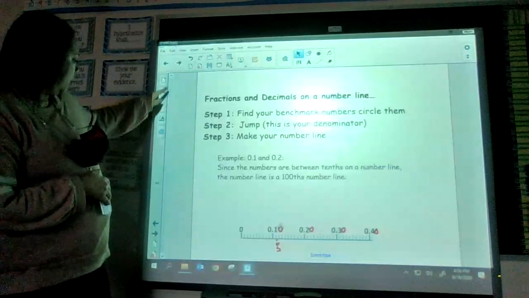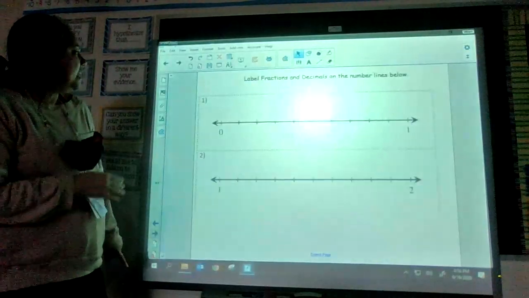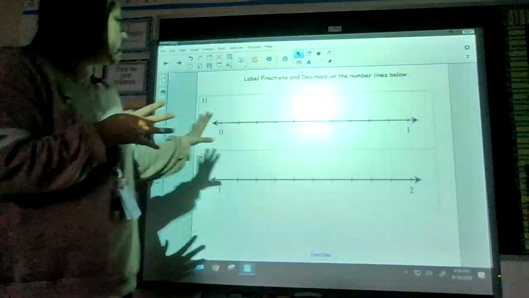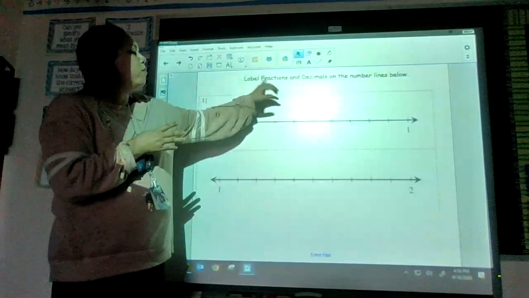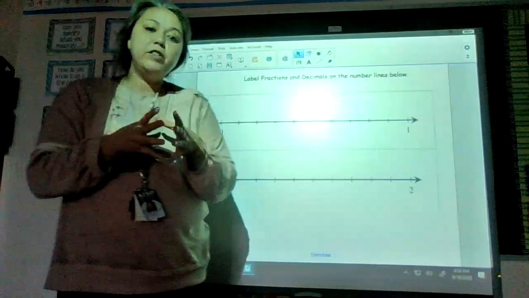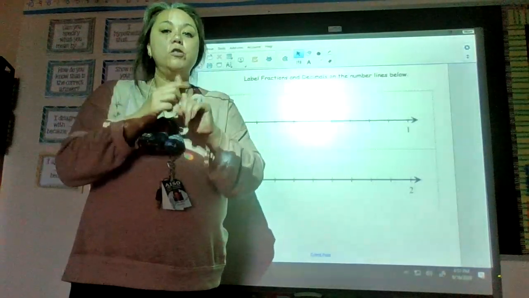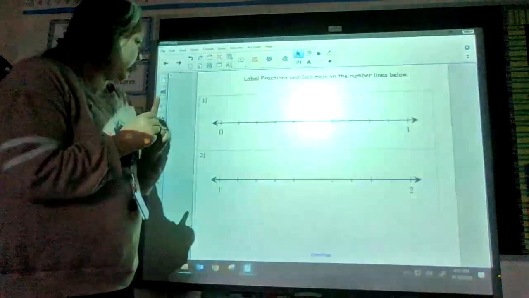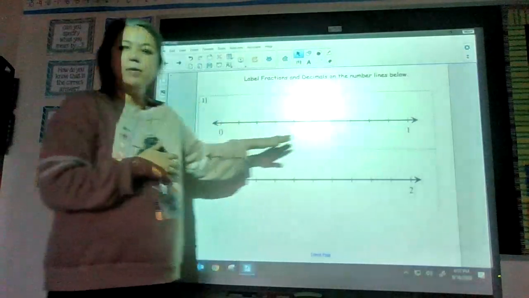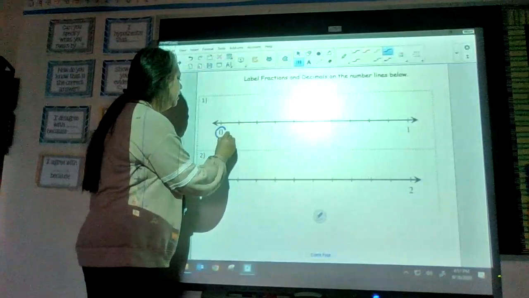Now we're going to move on. I want to make sure that was everything on this page. Okay. Now you're going to get a worksheet. And your worksheet is going to look like this. And we're going to put the fractions and the decimals on there. So here's where the steps come into play. The first step was to circle your benchmark numbers. So when you look up here, I only see 2 numbers, so they must be my benchmark numbers.